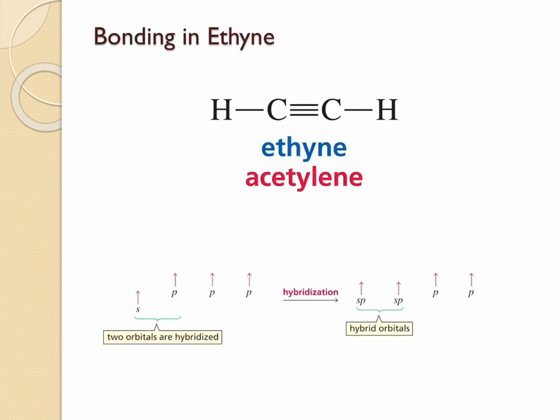Finally, let's examine triple bonds using the acetylene molecule as our example. Here, each of these carbons is going to use sp hybridization, which means only one p orbital is going to hybridize with the s orbital to create 2 sp hybridized orbitals. The remaining 2 p orbitals are going to be left unhybridized.